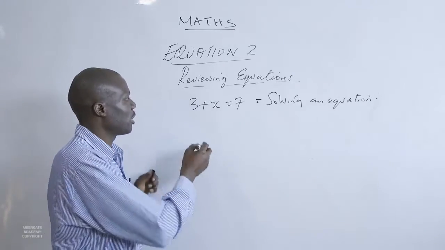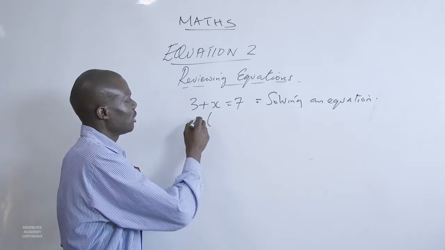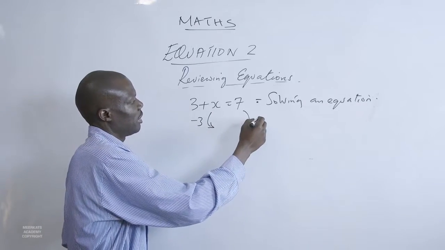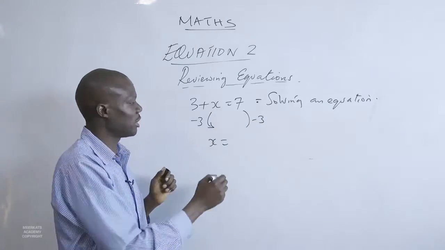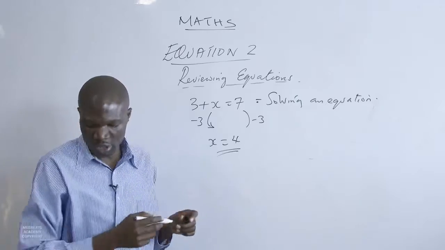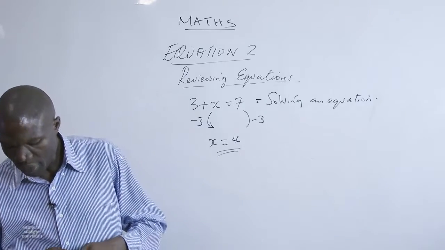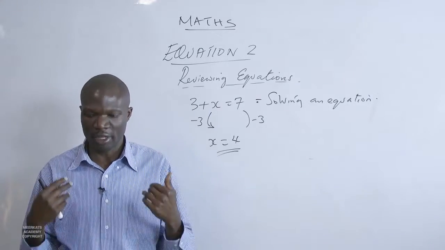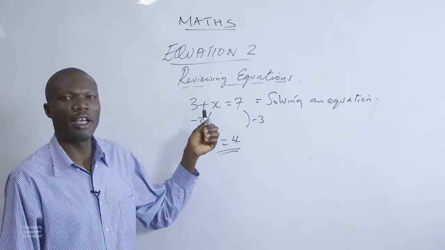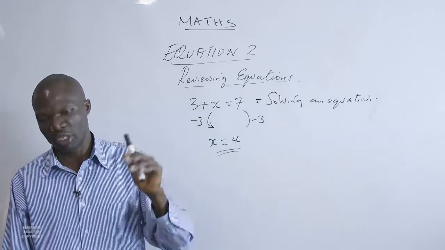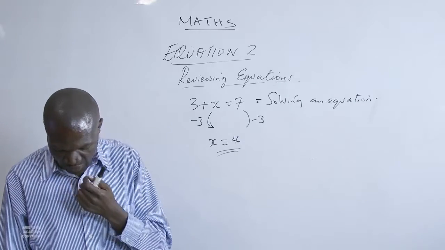For example, in this particular case, we would subtract 3 this side, minus 3 that side. We remain with x is equal to 7 minus 3, which is 4. So this 4 is a solution of the equation. It gives simply the value. When you substitute here, the left-hand side will be equal to the right-hand side.